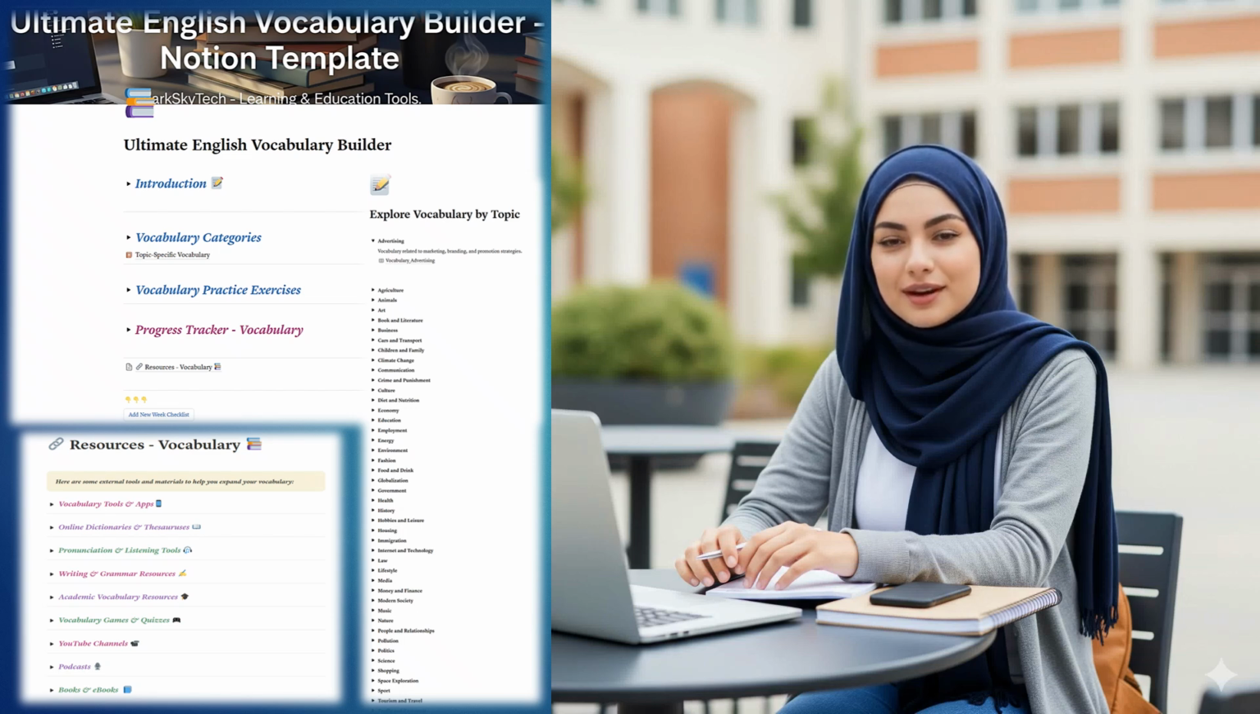Are you struggling to expand your English vocabulary? Do you find yourself using the same words over and over again? Or maybe you're preparing for IELTS, TOEFL, or any English proficiency exam and feeling overwhelmed by all the vocabulary you need to learn? I've been there too.